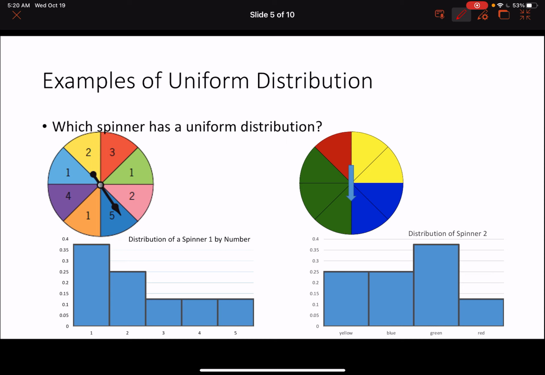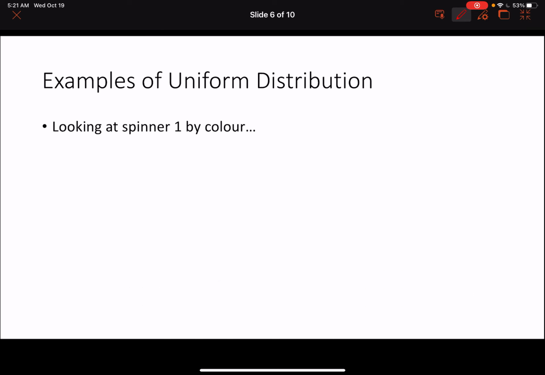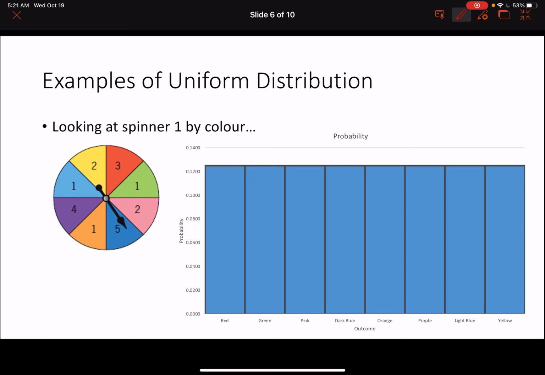And when we look at spinner 2, it's also not uniform because the outcomes of yellow and blue might be the same, a quarter each, but it's a bit more likely that it'd be green and less likely that it'd be red. But looking at spinner 1 by color, we see that they all have an equal likelihood of occurring, and therefore it has a uniform distribution. We could call it a flat distribution as well.